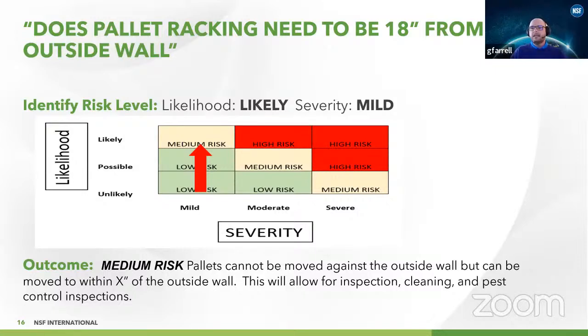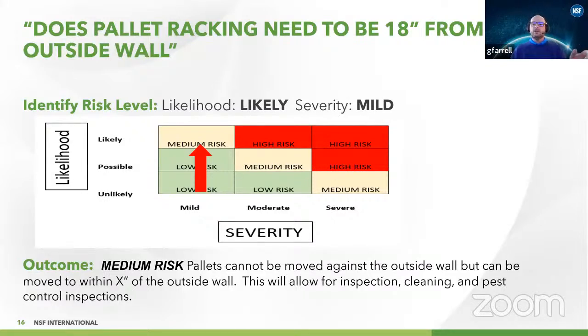Now, what does medium risk mean? And this is the one where it's important to have your outcomes. There's no turning back now. You've identified the outcomes before, right? There's no changing our mind. So medium risk means pallets cannot be moved right against the outside wall, can't move them right up, but we can move them within X inches of the outside wall. And I purposely put X there because I do not want to take away from this round table. Jeff told me I could go 6 inches from the outside wall or 5 or 9 or whatever. So I put X there for that. So this will allow for cleaning, inspection, and pest control inspections.